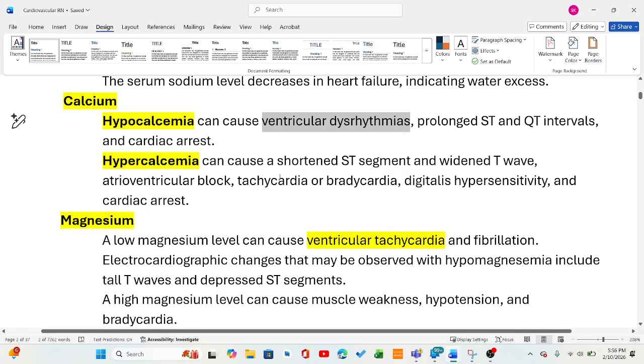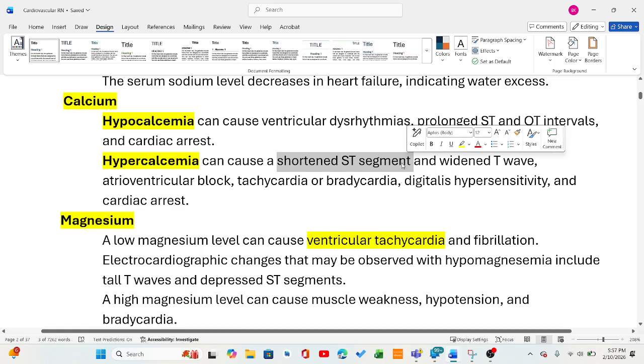Then the other thing that you need to remember is that in terms of the ST segment, it can shorten the ST segment, but I don't expect that to come from the NCLEX. But what you need to know is that when calcium levels go up or down, they can cause ventricular problems, and ventricular problems will kill the patient. So they can cause cardiac arrest when potassium levels are too high.